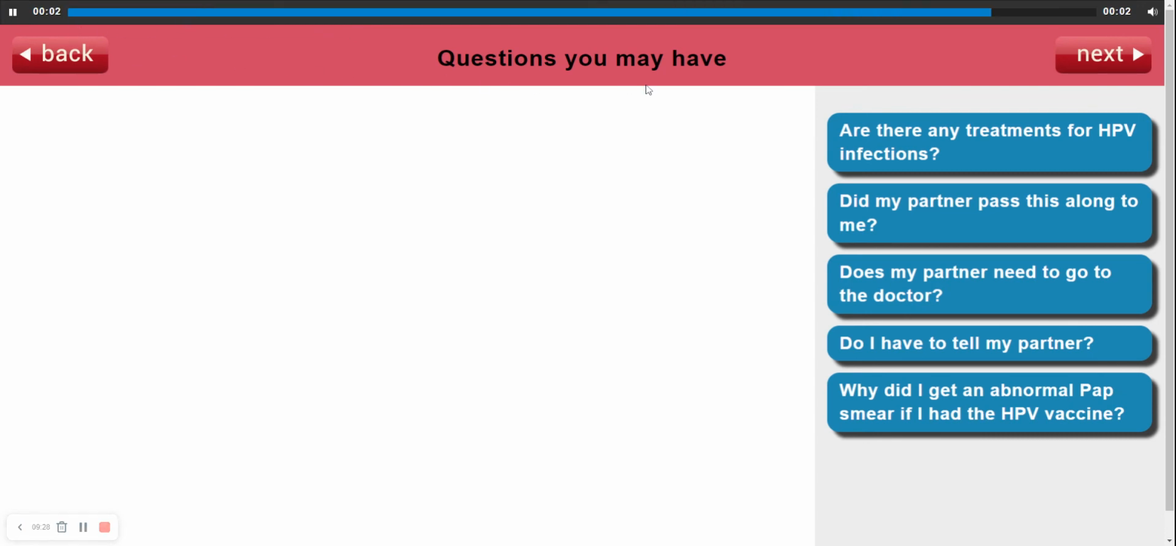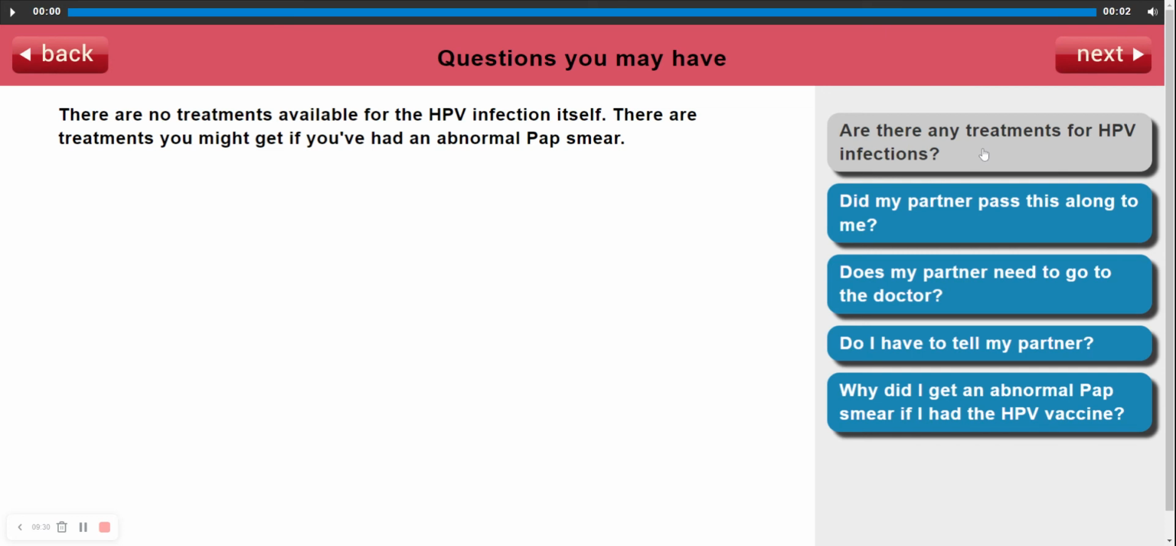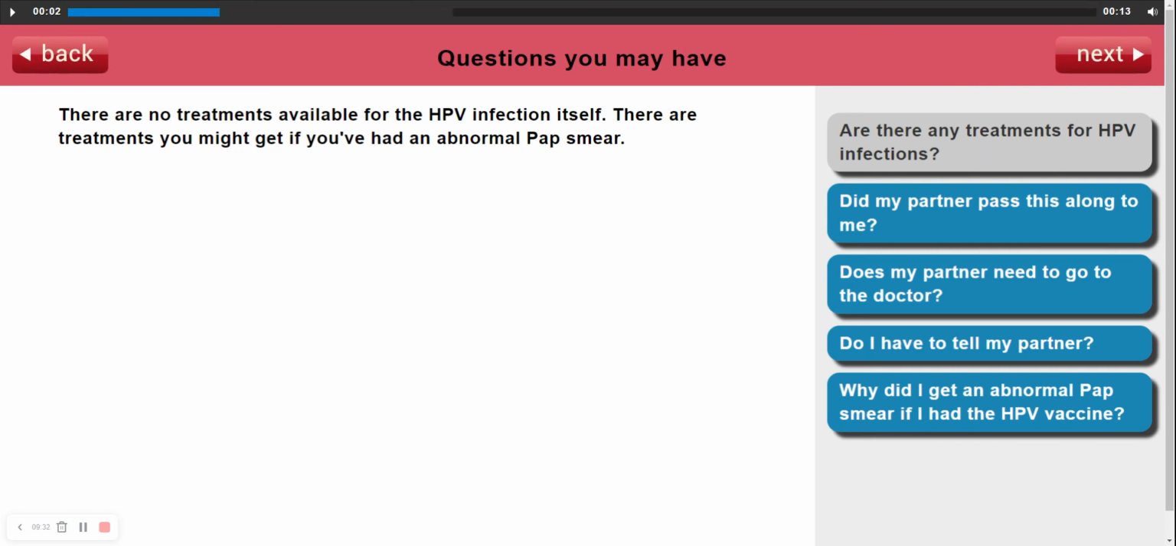Questions you may have. Are there any treatments for HPV infections? There are no treatments available for the HPV infection itself. There are treatments you might get if you've had an abnormal pap smear.